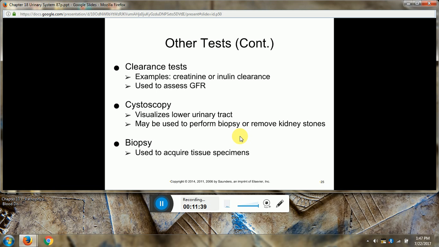Other tests to be done are, for example, clearance tests, so creatinine and inulin. You can find out how fast or how slow the kidneys get rid of them from your system, and that is used to assess the glomerular filtration rate.